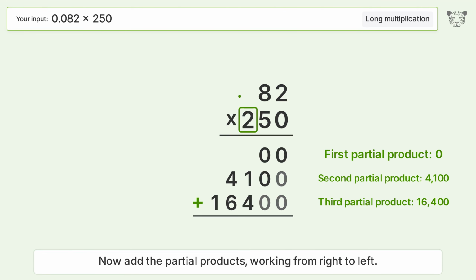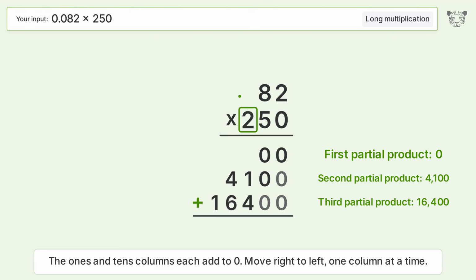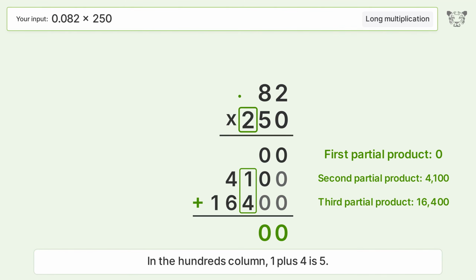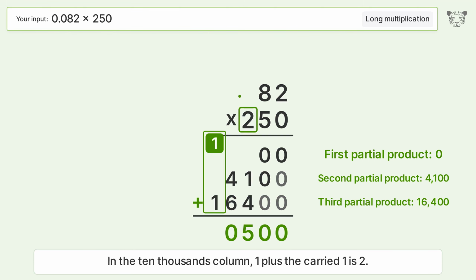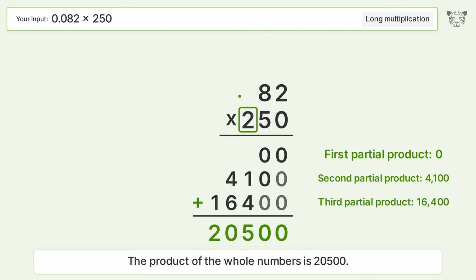Now add the partial products, working from right to left. The ones and tens columns each add to 0. Move right to left, 1 column at a time. In the hundreds column, 1 plus 4 is 5. In the thousands column, 4 plus 6 is 10. Put 0 in this column and carry 1. In the 10,000s column, 1 plus the carried 1 is 2. The product of the whole numbers is 20,500.